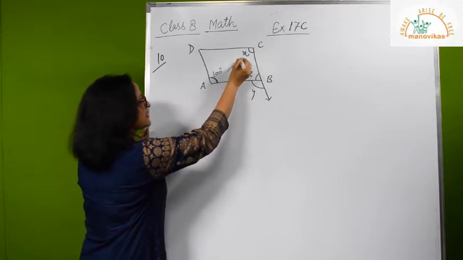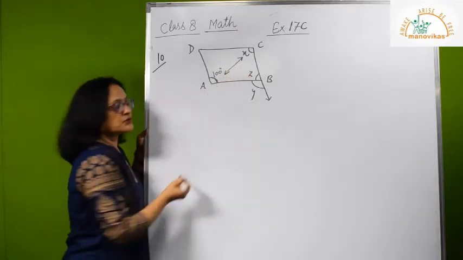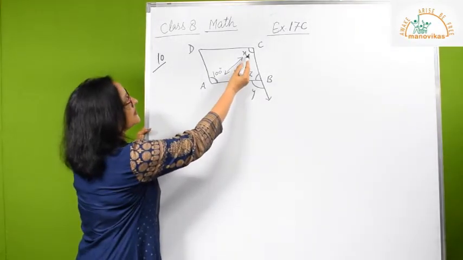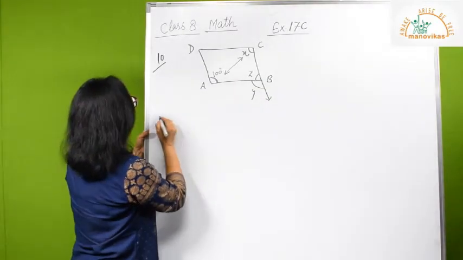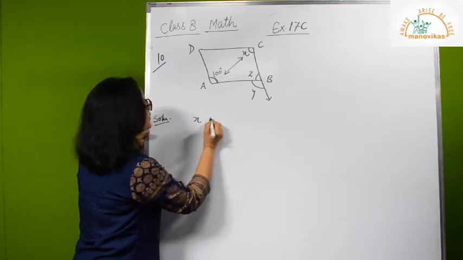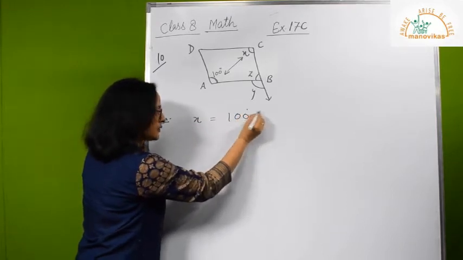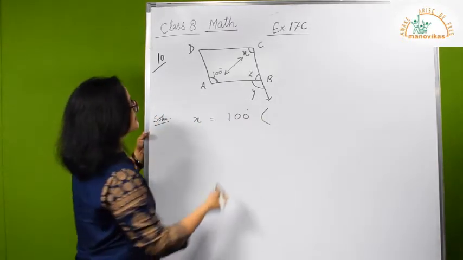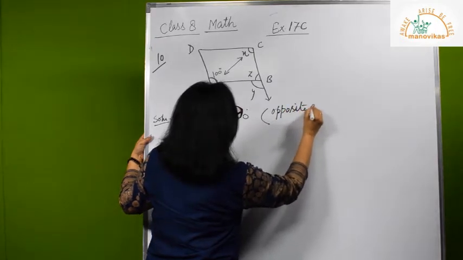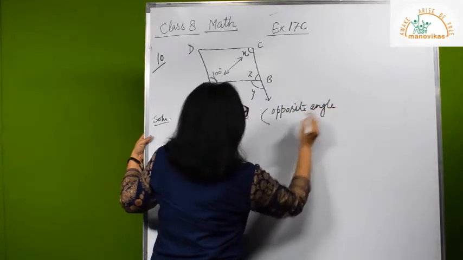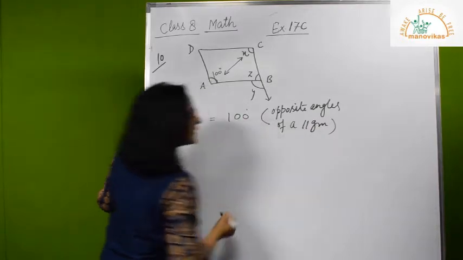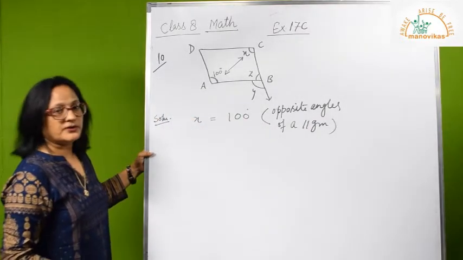So very first, because this is a parallelogram, if you remember, opposite angles are equal. So you can find angle X directly. But you have to mention the connection. So X is equal to 100 degrees. Why? Here you have to mention the reason. Because these are the opposite angles of a parallelogram. Opposite angles of a parallelogram are equal. Therefore, they are equal. So directly we have found the value of X.